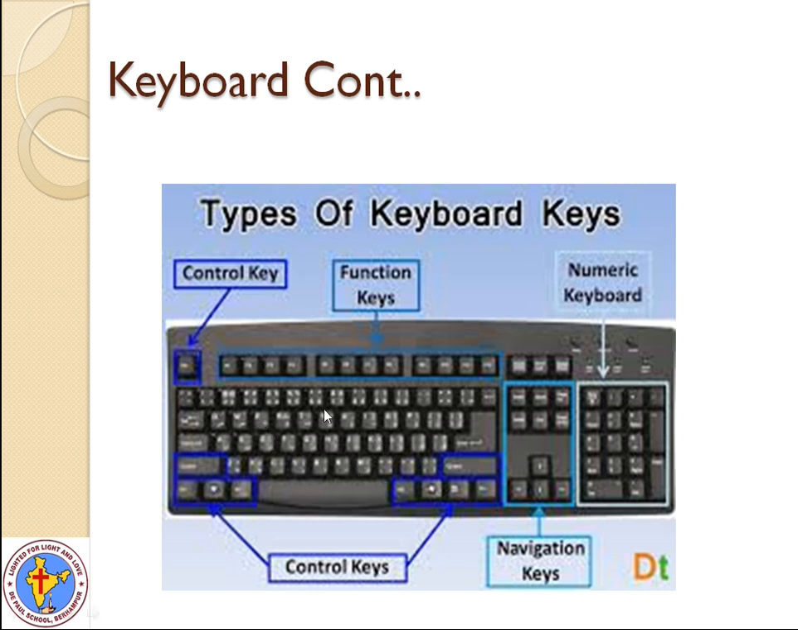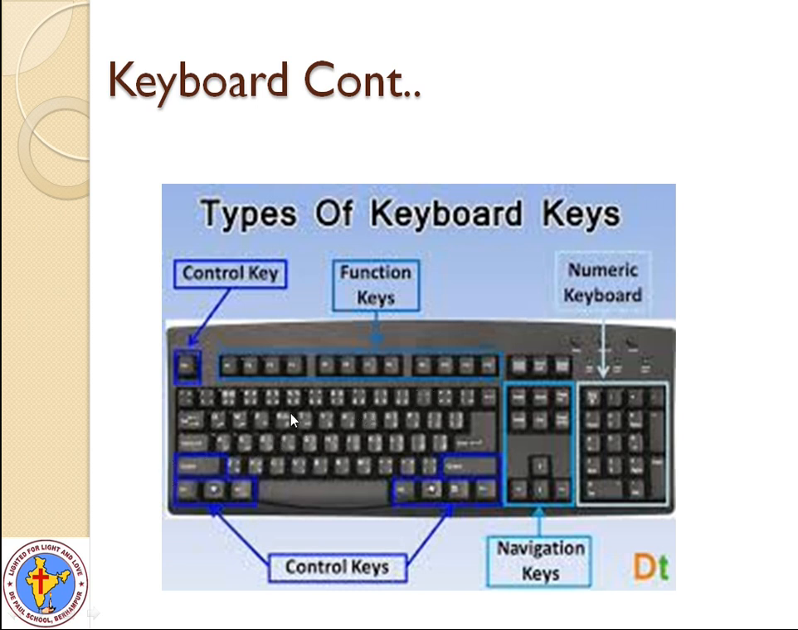Like this part, these are typing keys, where you will get the alphabet keys and number keys. There are 26 alphabet keys, and here you can see 0 to 9, 10 number keys. These are also known as alphanumeric keys. Then comes your function keys. You can see the top row, total 12 function keys are available, starting from F1 to F12. And these keys are used for special purposes.